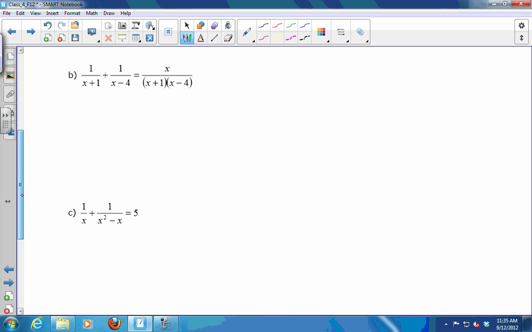Okay, so if we look at B, now I have lots of fractions. Oh my God, right? Oh, I wish they were gone. I wish they were gone. So I'm just going to work my way through getting rid of one denominator at a time. So I look at this first one. I have an x plus 1. Wish it was gone, right? How do I get rid of a denominator? Multiply by it, yeah. So I'm going to multiply both sides of this equation by x plus 1.